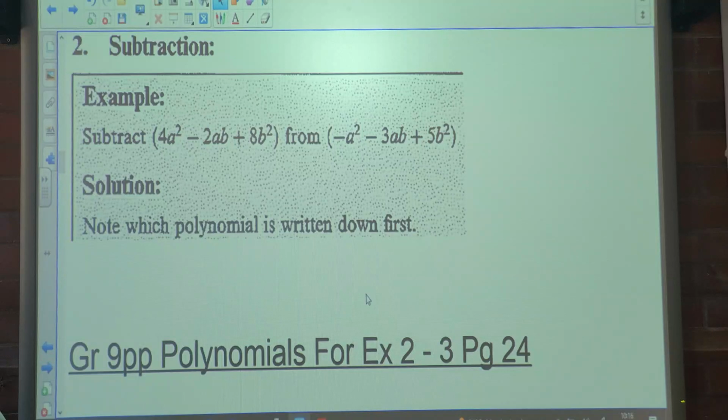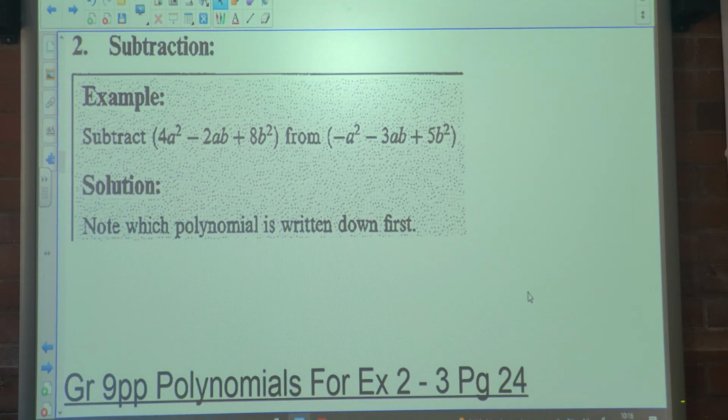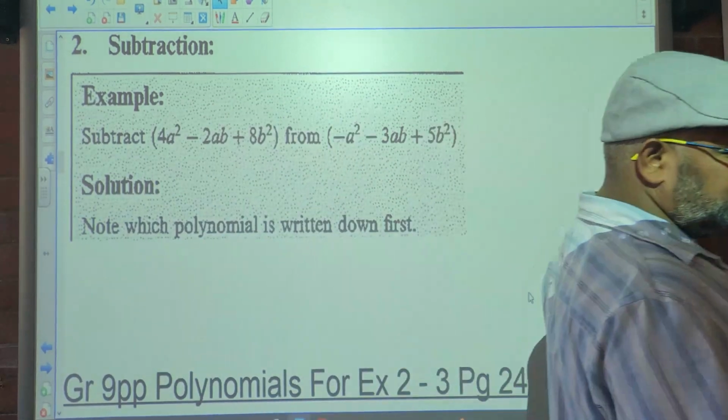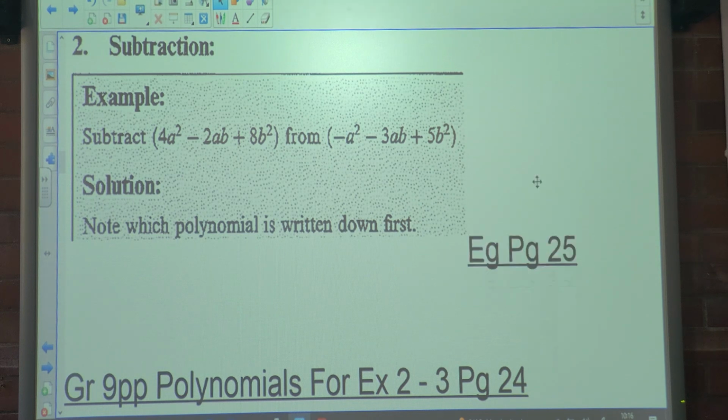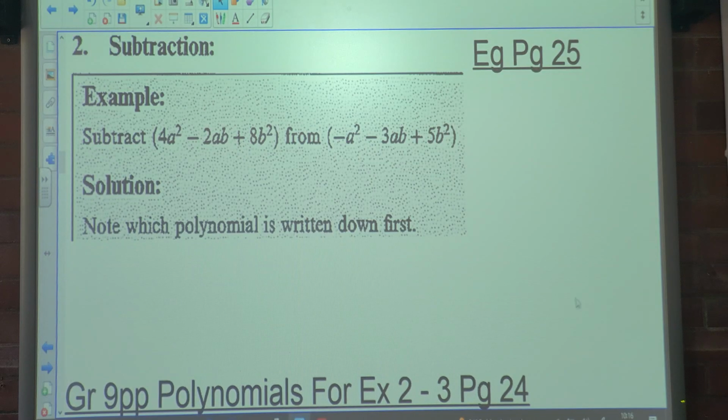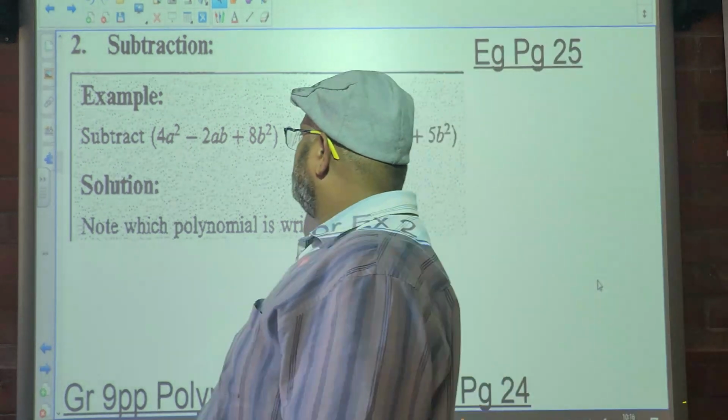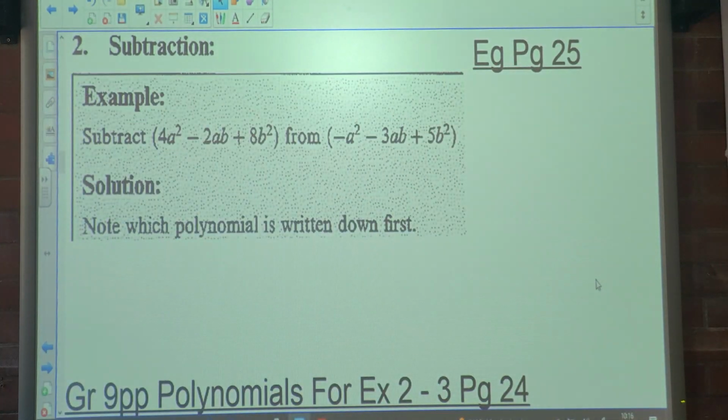Here it says subtraction. And this is on page 25. So write the example down. The example says subtract 4a squared minus 2ab plus 8b squared from negative a squared minus 3ab plus 5b squared.